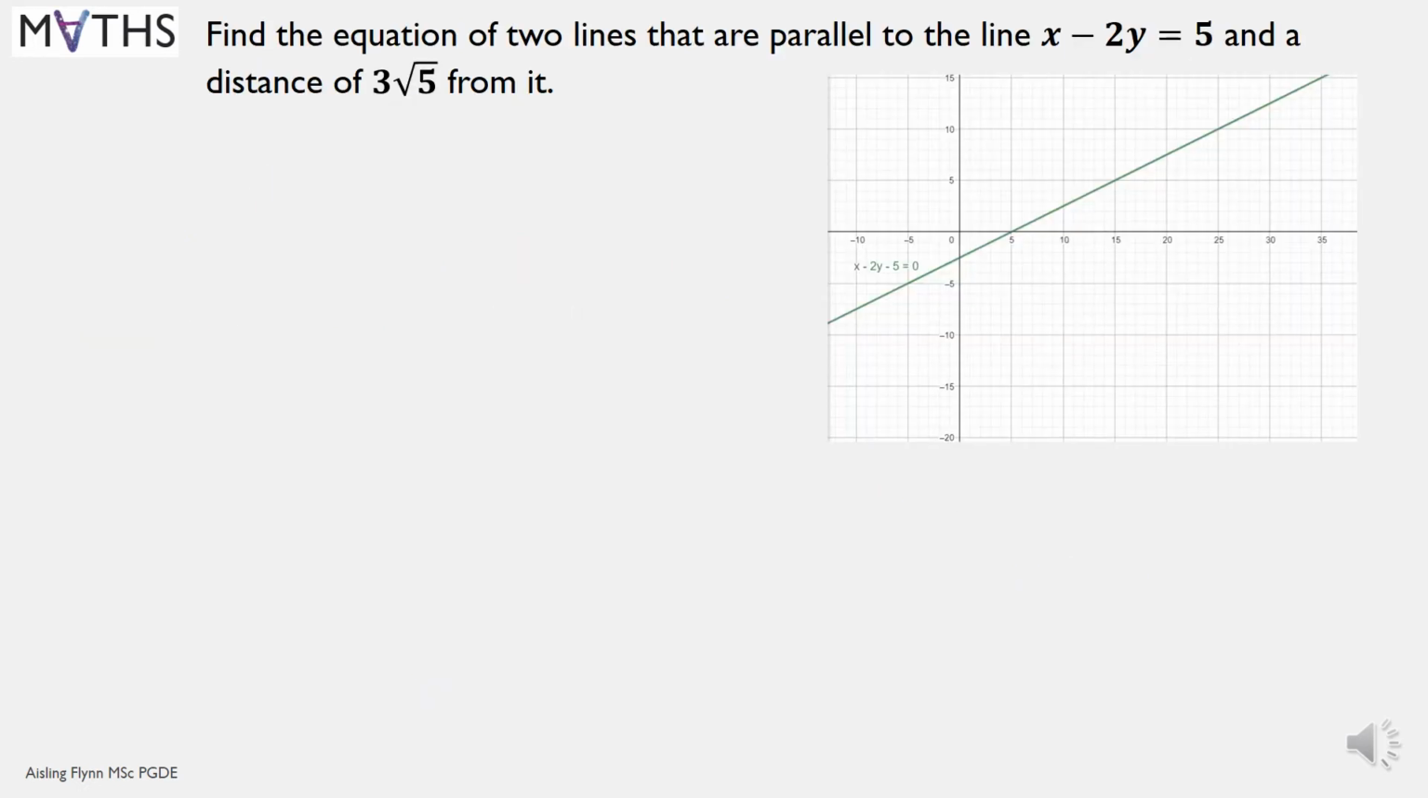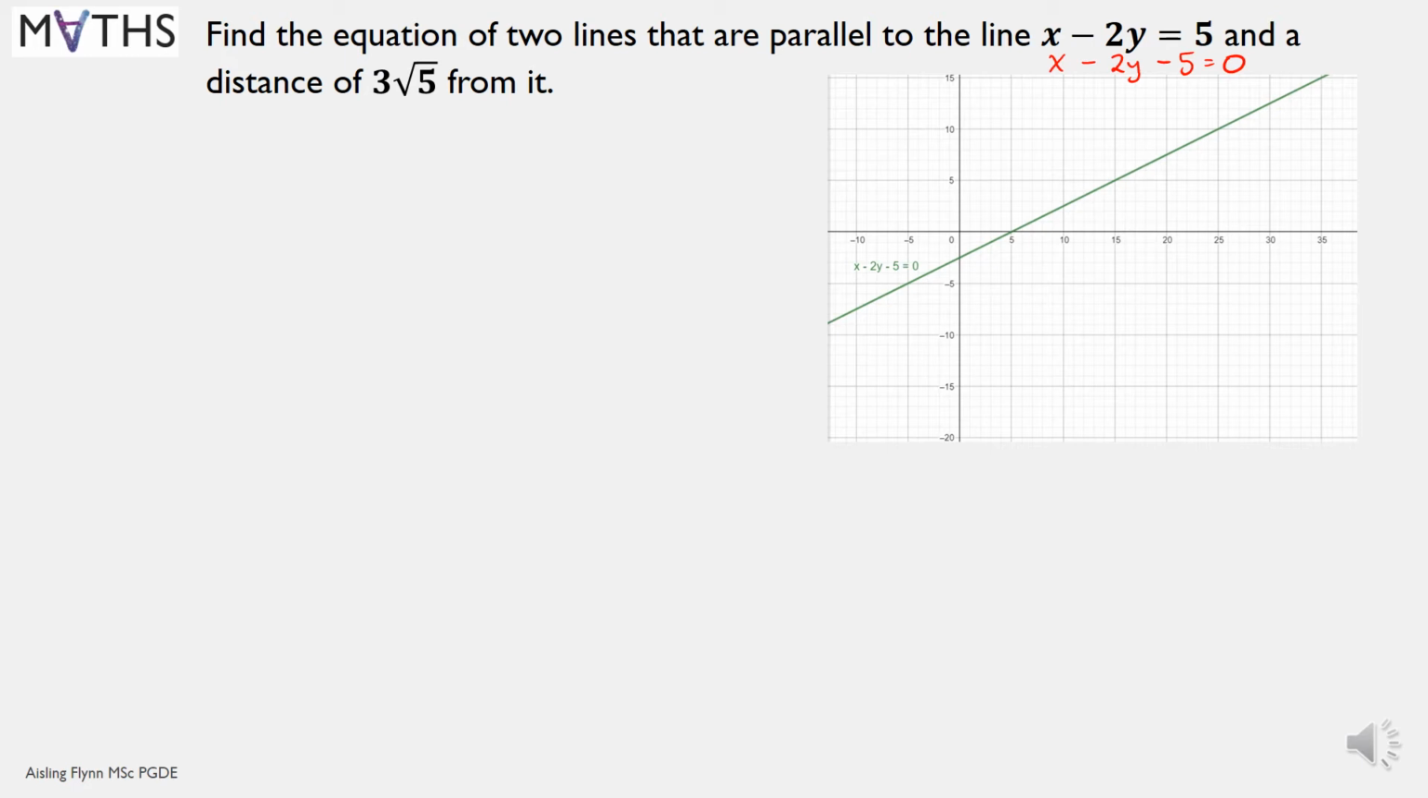So here's another question involving the perpendicular distance. Find the equation of two lines that are parallel to the line x minus 2y equals 5 and a distance of 3 root 5 from it. So that line mentioned is shown here on the graph. We could write it also as x minus 2y minus 5 equals 0. That's taking 5 from both sides. Okay, we may need it in this format.